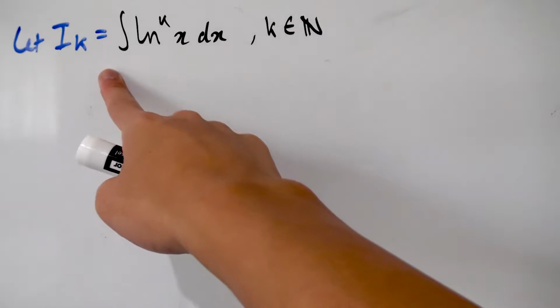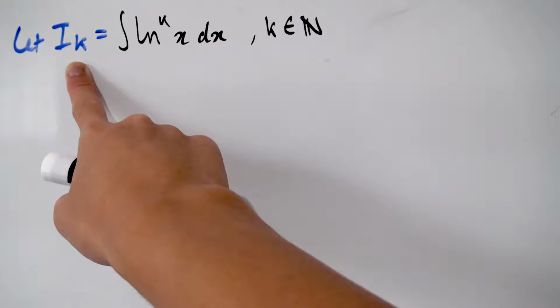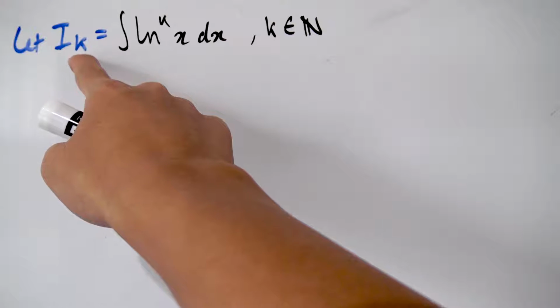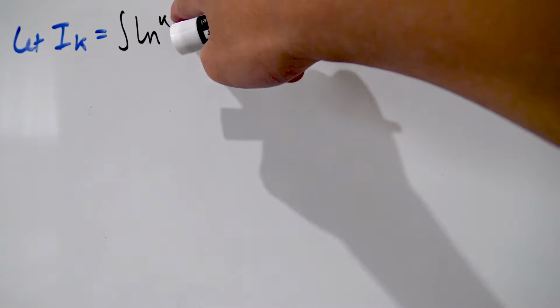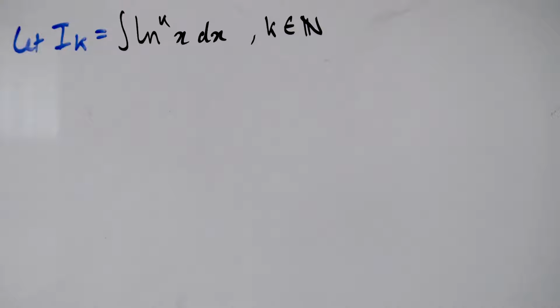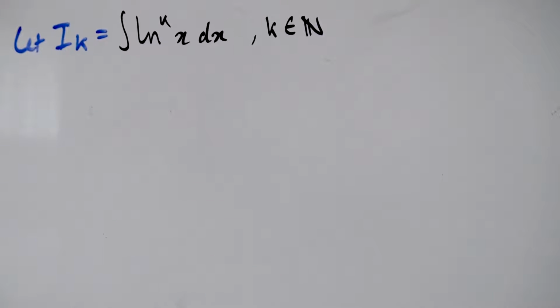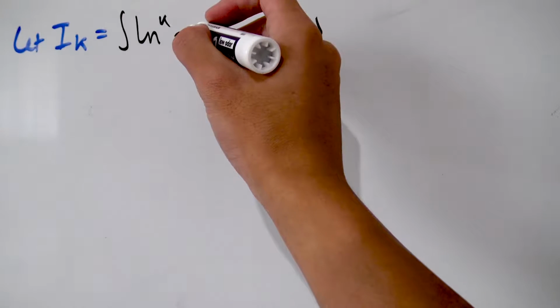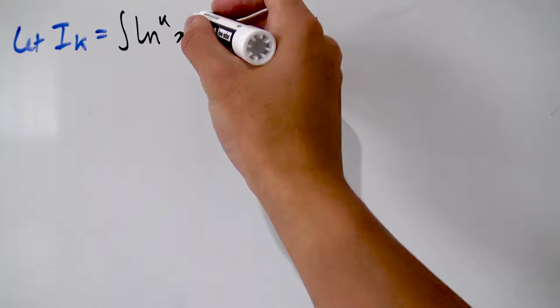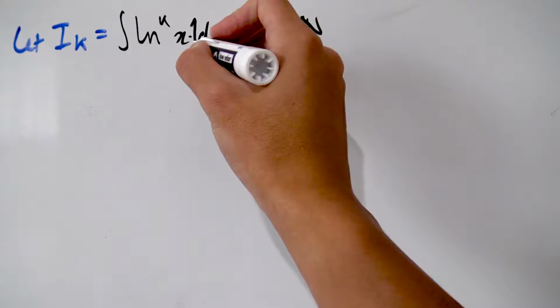So yeah, let's just jump straight into it, I guess. I already defined this integral as I sub k here, where this subscript k will represent the power on this natural log here. This will be important later on because we're going to use recursive formulas to solve this integral. So let's take a look at this function first of all. I hope you agree with me that nothing would change if we simply multiply this thing by 1.